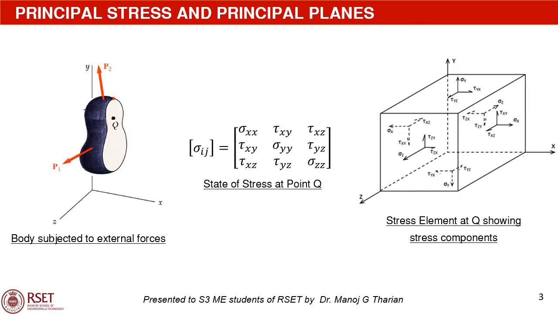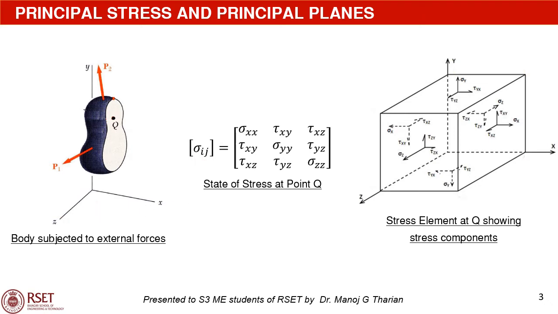Consider a body which is subjected to a number of external forces as shown in this figure. The stress state at point Q due to the external forces is found out by taking a section of the solid. The stress state at point Q with respect to the reference coordinates x, y and z is given by the matrix sigma ij.